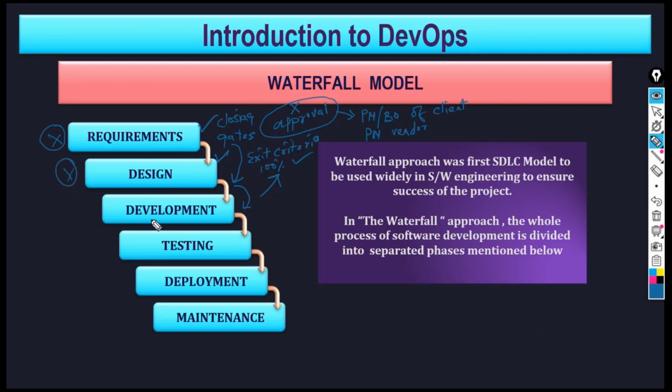When you move into testing, after the entire development is over, development is closed. Testing to deployment, testing is done. Everywhere the approval process is the same. Deployment done. You move into maintenance. So your project is handed over. Project completion.